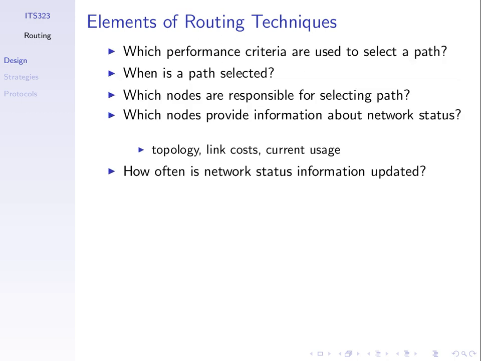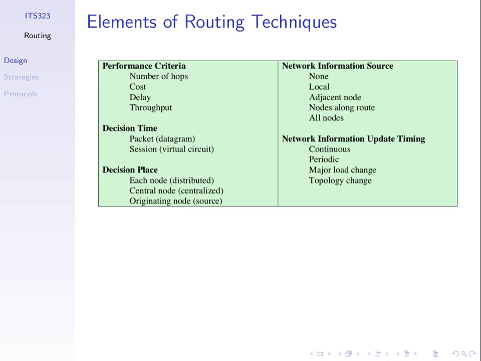Which nodes are responsible for selecting the path? So the decision place. Well, three basic approaches. Each node plays a role. So some distributed approach where all nodes have a say in which path is used.